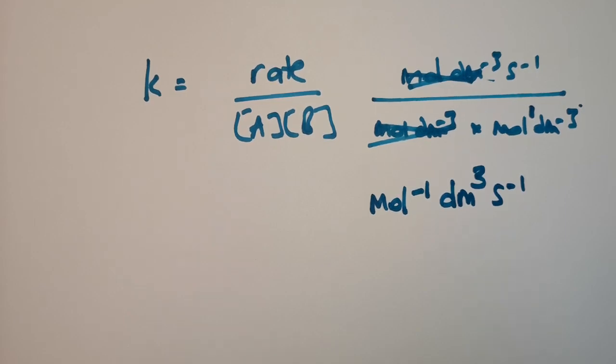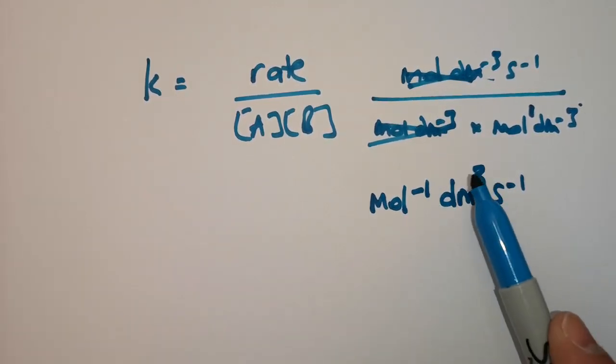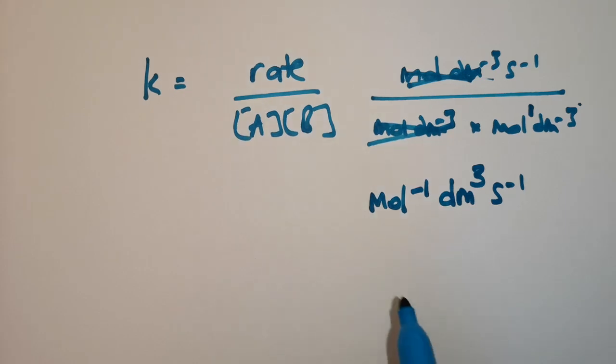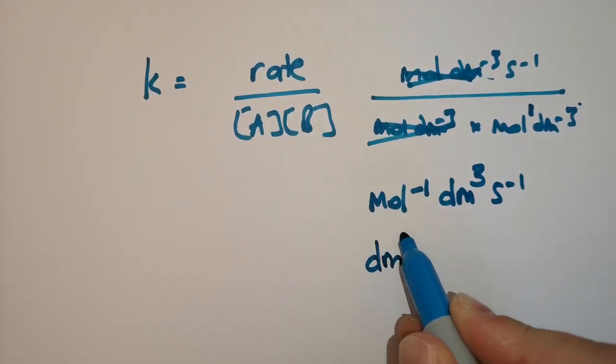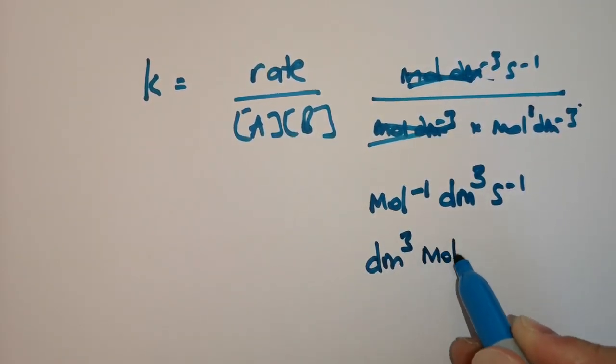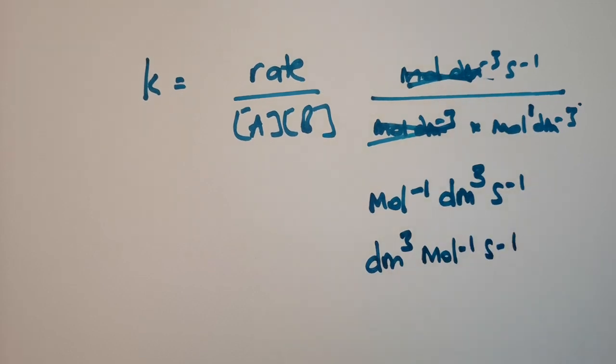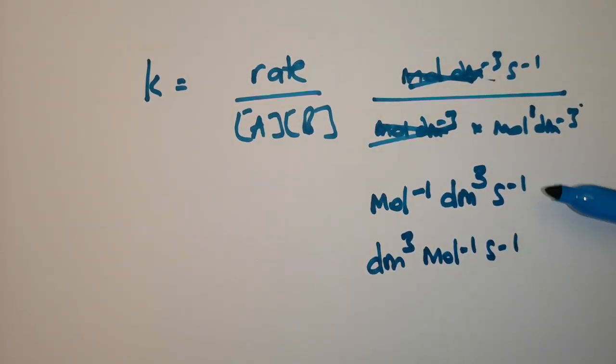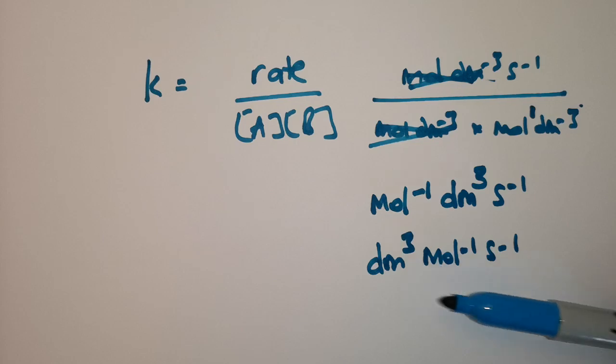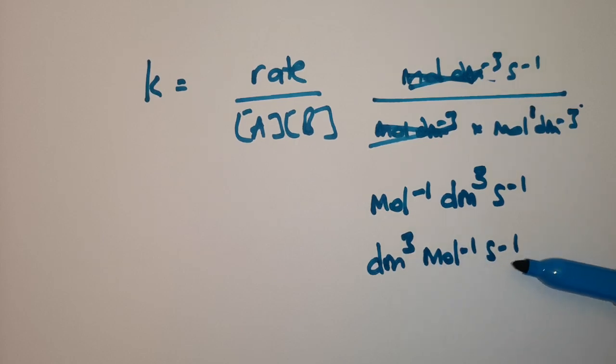Now convention tells us that the positive index should come first. So actually the proper units here are dm to the 3, mole to the minus 1, s to the minus 1. You won't be penalised in an exam if you do it the other way, but this is the correct way to do it. So the units of k in this case are dm to the 3, mole to the minus 1, s to the minus 1.